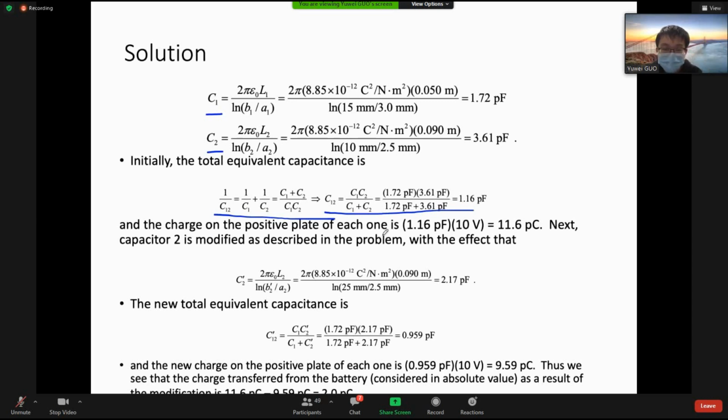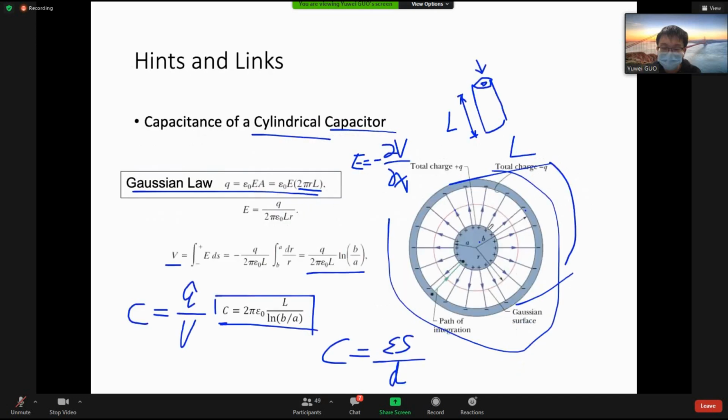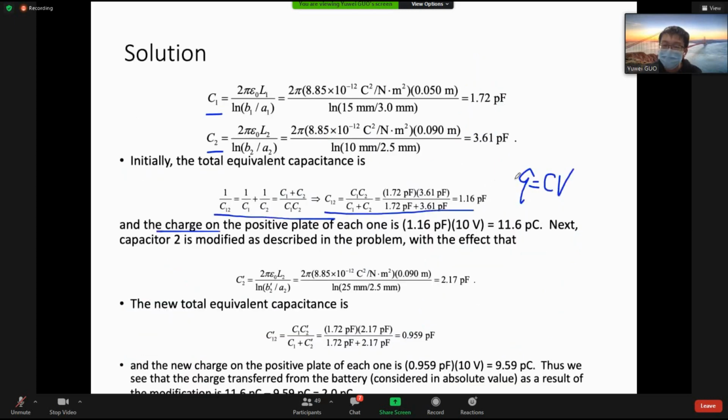So for the charge, Q equal to C times V. Actually, not this expression. It is C equals Q over V, and Q equals CV. So we can get the charge.